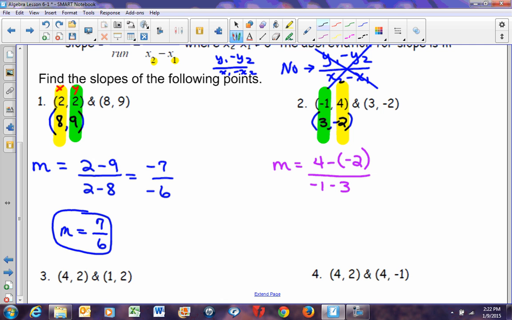The most common mistakes people make when dealing with slope, they either have the formula upside down, they interchange their x's and y's, or they don't pay attention to their signs. So pay attention to your positive and negative signs. 4 minus a -2 is actually 4 plus 2, which is 6. -1 minus 3 is a -1 plus a -3, which is -4. I can reduce this to become -3 over 2. So my slope for the second set of points is -3 over 2.